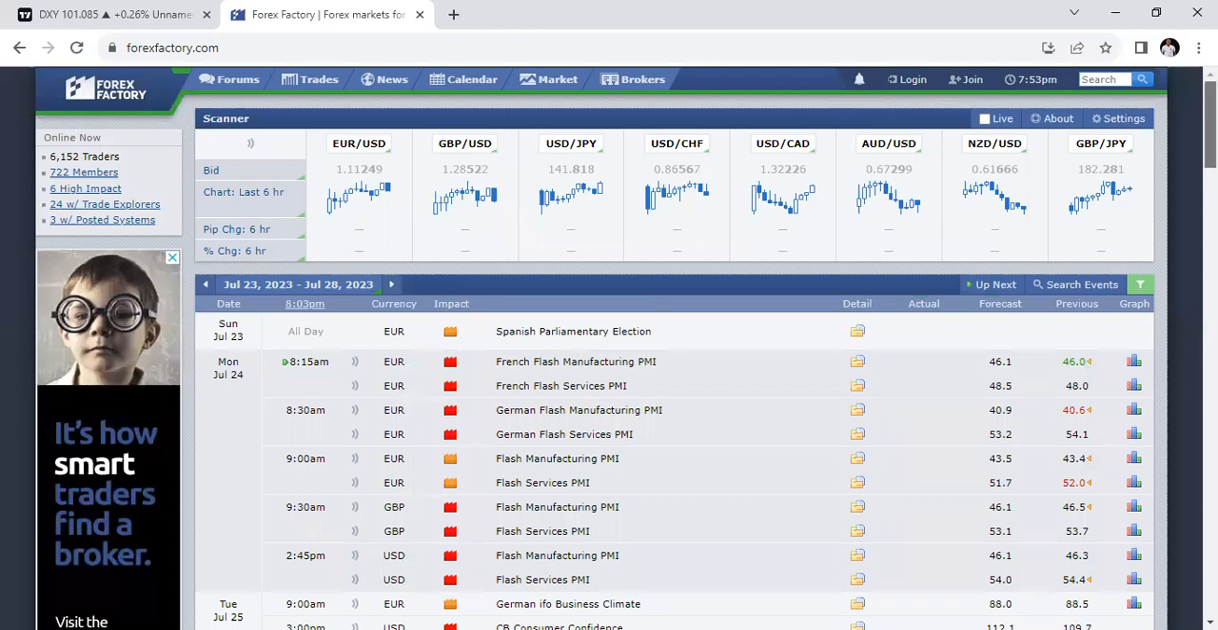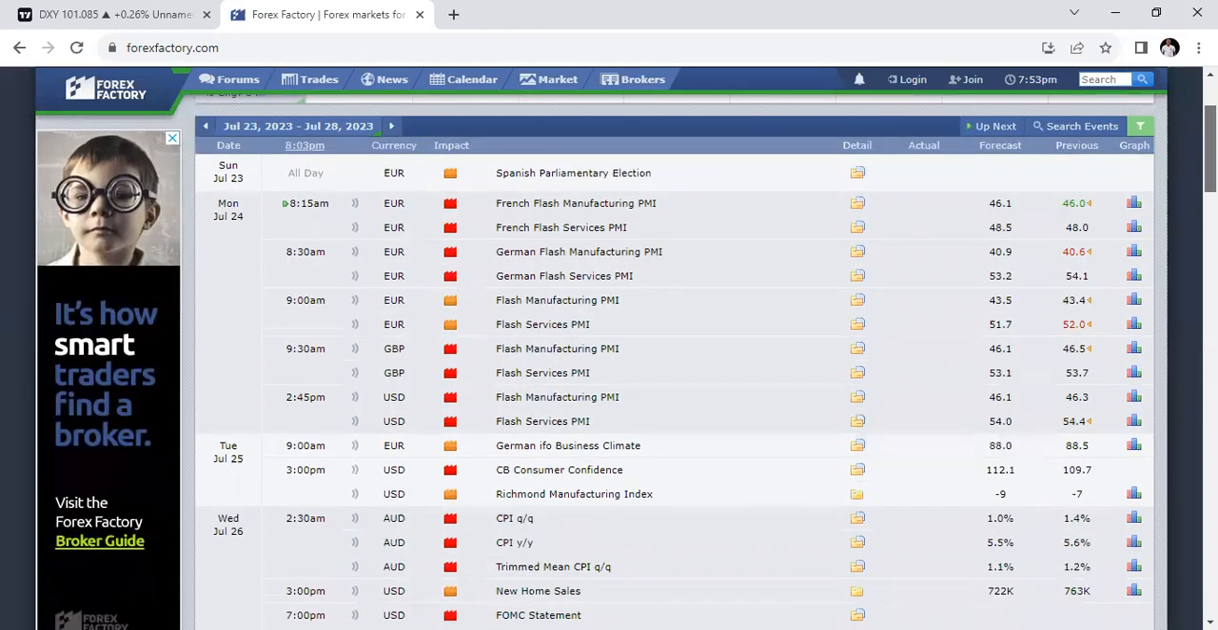So this is how the economic calendar is going to be for the week. On Monday, that's tomorrow, we have red folder news for the Euro at 8:15 and 8:30. So a busy day for the Euro tomorrow.